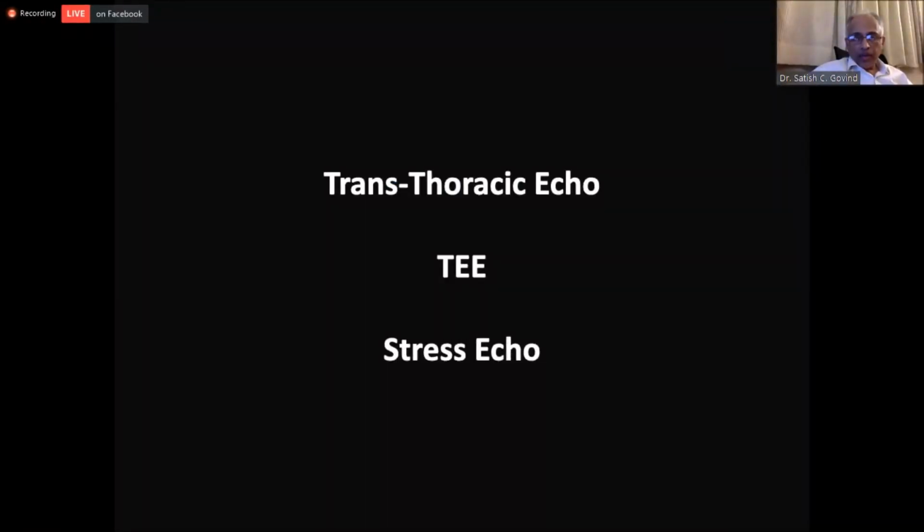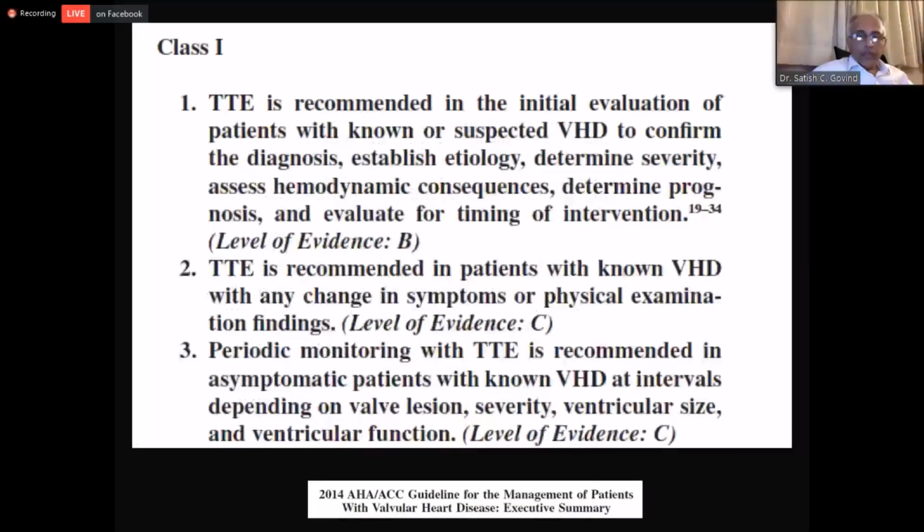Now, there are three possible ways to assess the mitral valve. So one is by transthoracic echo, another one is the transesophageal echo, and the less trodden path is the stress echo. The transthoracic echo is a class 1 indication, and it is primarily to look at the etiology, severity, the hemodynamics, the prognosis, the timing.